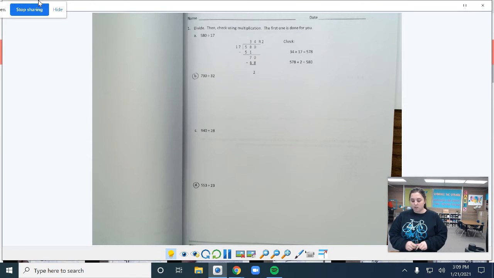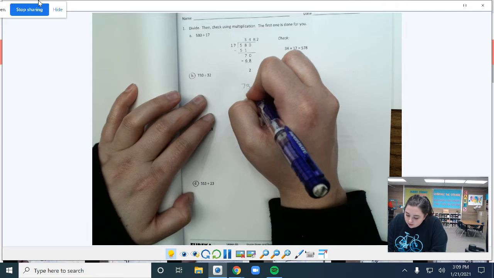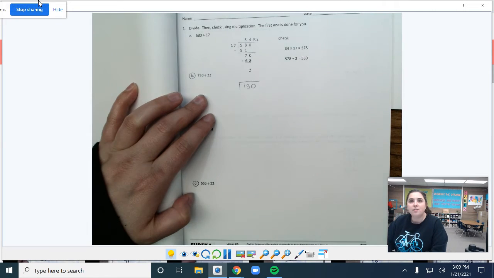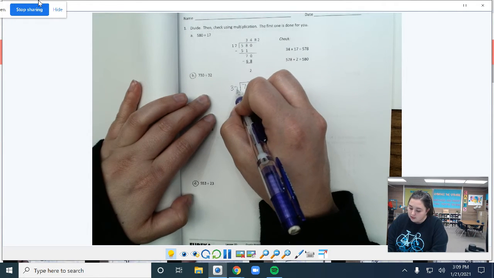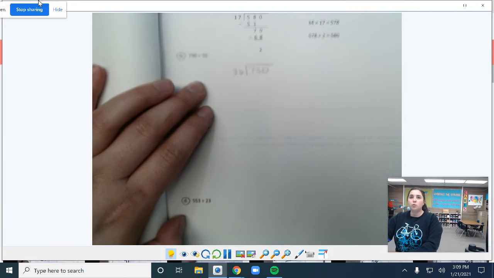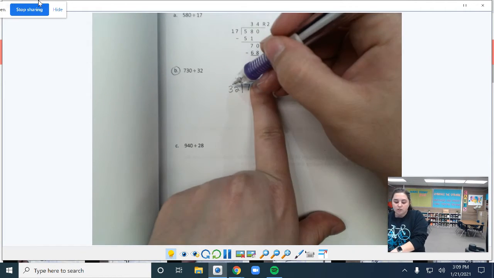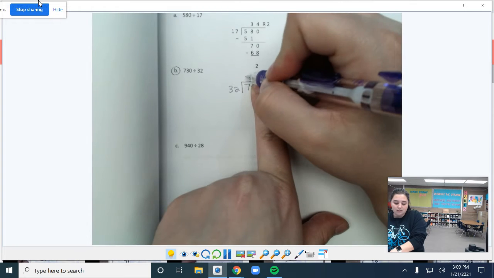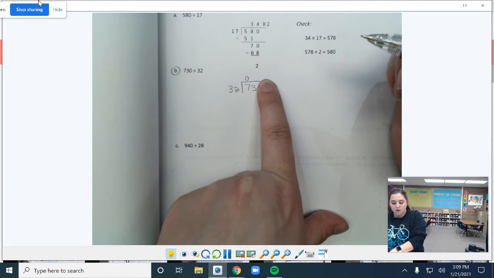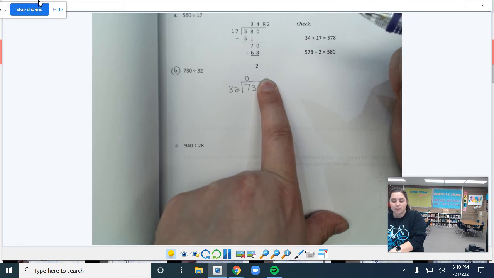Let's check our work. So on 1B, we need to set up our problem. So it's 730 divided by 32. And we're going one digit at a time. So 32 cannot go into 7. It goes in 0 times. But it could go into 73.